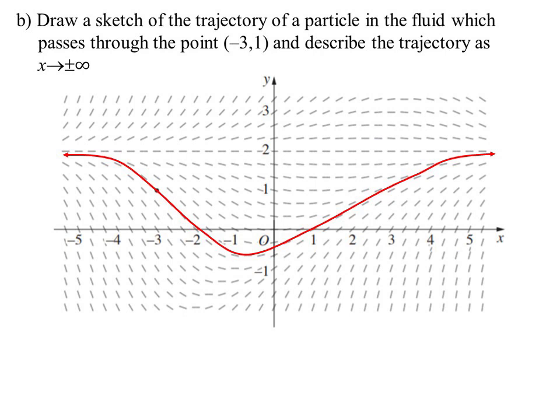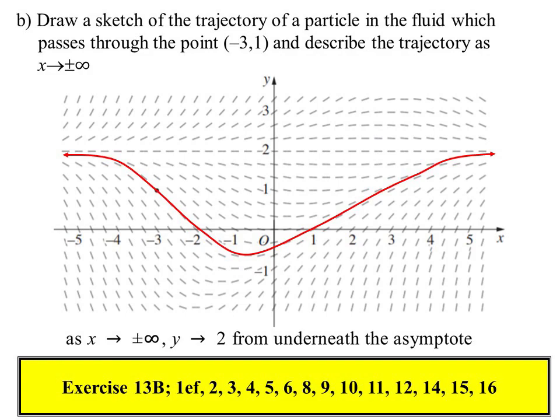So I knew it was a horizontal asymptote. I've come down to meet the point I know it goes through, and then I'm just following the tangents. The tangents are basically telling me, head off in this direction. End up with a horizontal asymptote on the right-hand side as well. So it said describe as x approaching plus or minus infinity. Well, then I know y is approaching 2. I even can say, well, from underneath the asymptote. That's what it's doing. So let's just play with slope fields. So 13b, we'll do that.